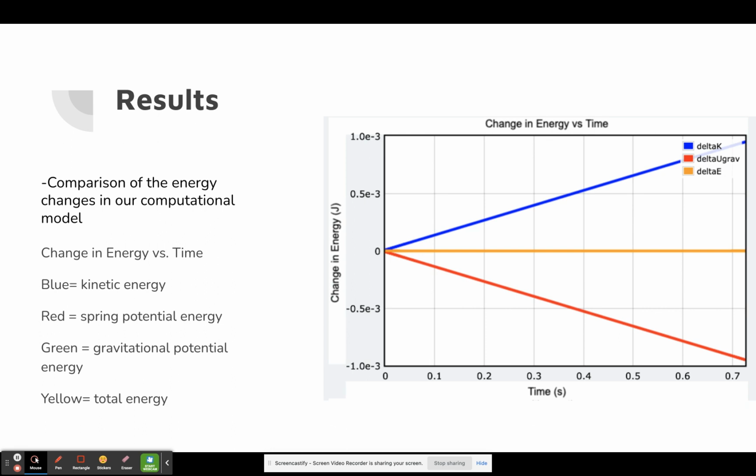For results, our delta E does remain at 0, so energy is conserved, and our delta K begins to increase, and our delta U, or our delta potential energy, decreases throughout. We can see that those can be summed to equal 0 and cancel each other out. I thought this was really interesting to see how when the ball drops, the velocity accelerates and the delta K increases, and as it falls, the potential energy decreases since it's at a lower height.